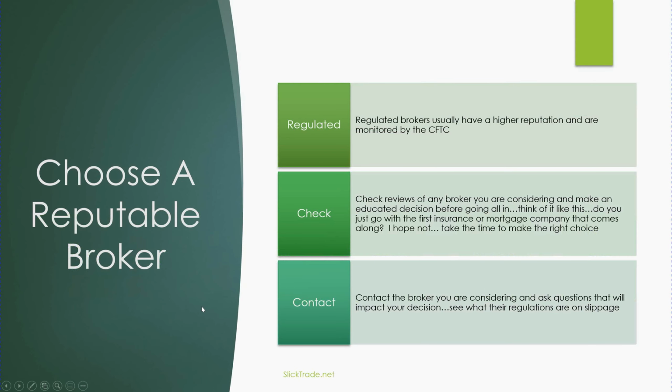Choosing a reputable broker. Regulated brokers usually have a higher reputation and are monitored by the CFTC. Check reviews of any brokers you are considering and make an educated decision before going all in. Think of it like this. Do you just go with the first insurance or mortgage company that comes along? I would hope not. Take the time to make the right choice. Even contact the broker that you're considering. Ask questions that will impact your decision and see what their regulations are on slippage.